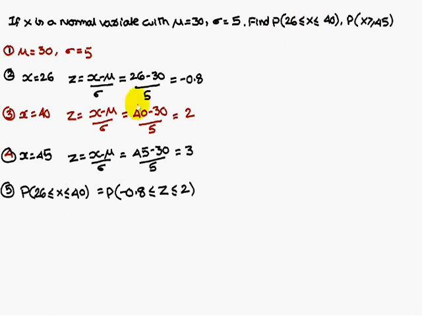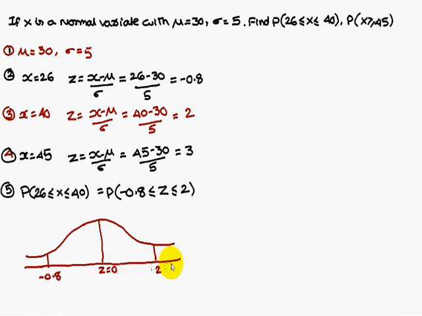Now consider the first question, 26 ≤ x ≤ 40. That is nothing but the probability of −0.8 ≤ z ≤ 2, in place of x you have taken z. So you have to draw a bell shaped curve having z = 0, place −0.8 on the left hand side and 2 on the right hand side. This is the shaded area you have to find out.